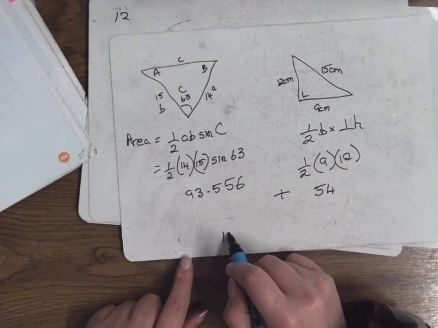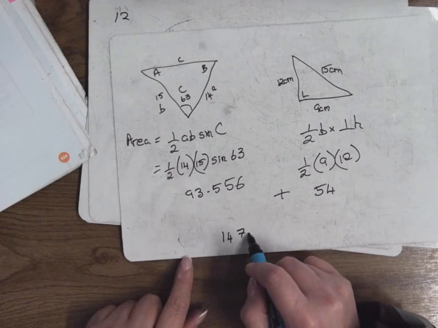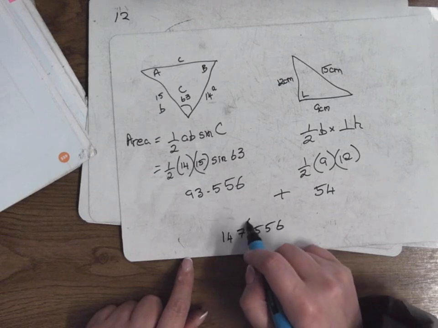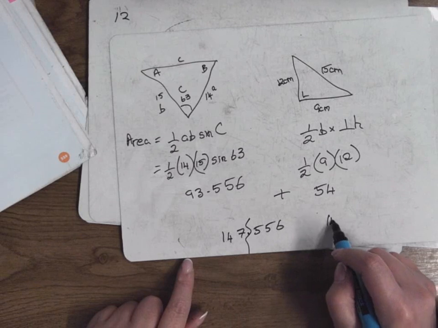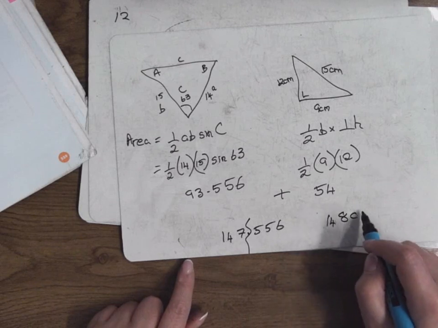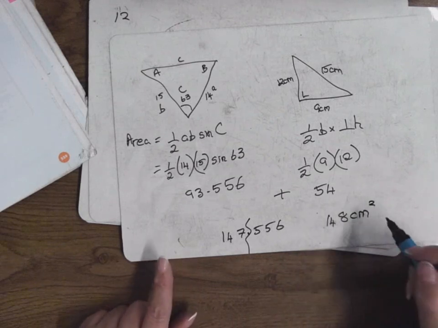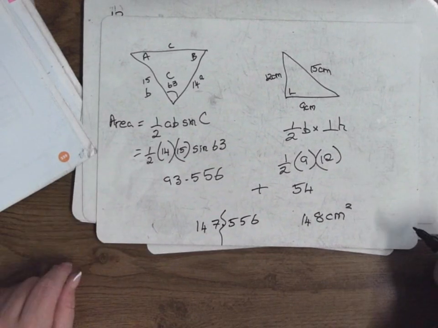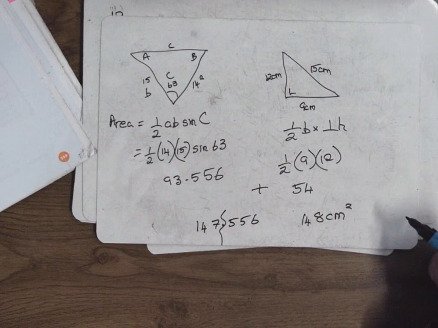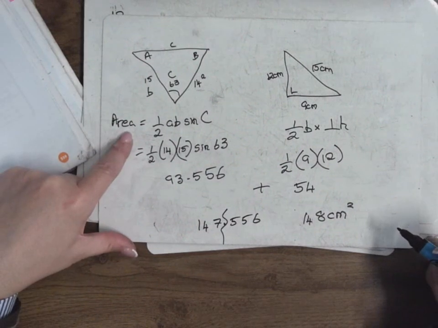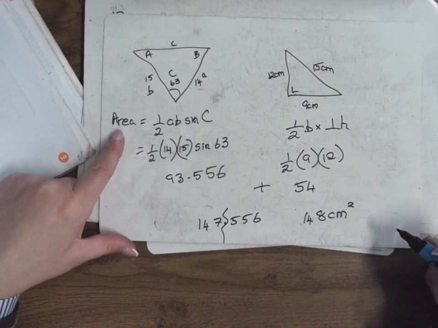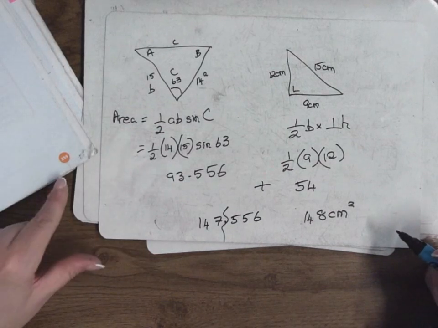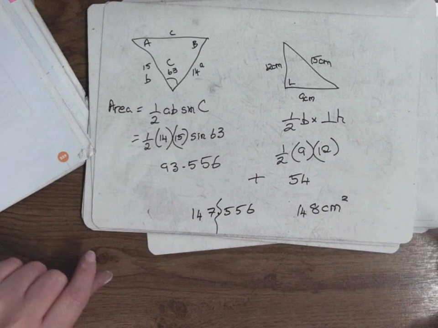So I have 147.556, and they said correct to the nearest whole number, that would be 148 centimeters squared, because it's area. Okay? We good? Remember, this is the only way we have of getting area. That's the only way we have of getting area in the trig question. Okay? Are we good?